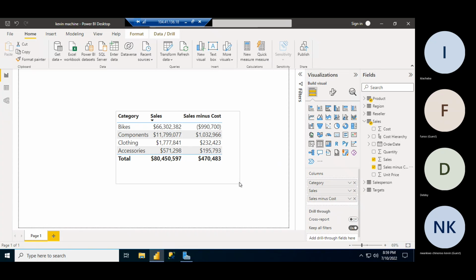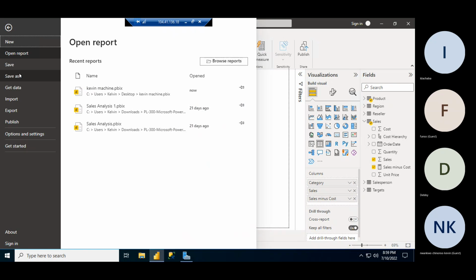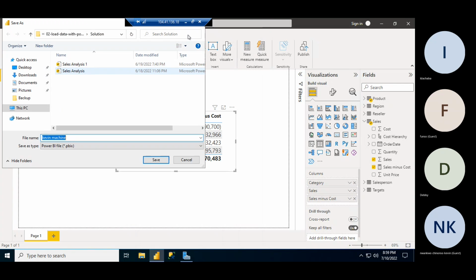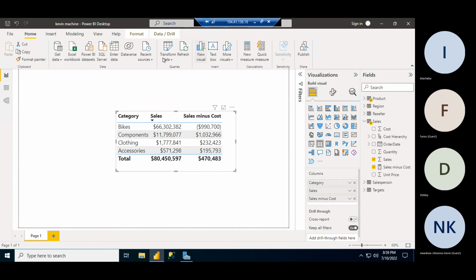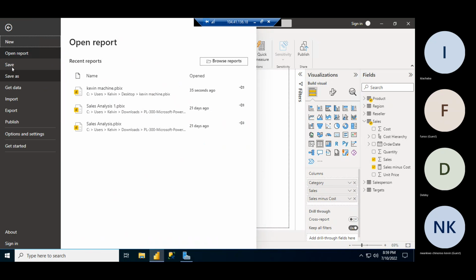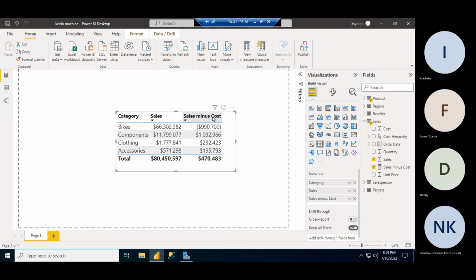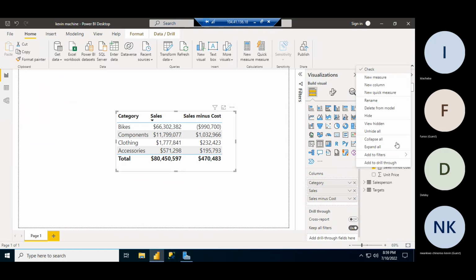Sales minus costs. Can you see sales minus cost? So now you can look for a smaller name for this, your sales minus cost. So let me save the work. So you can look for a smaller name. Sales minus cost, let's say profit margin. You understand? You know, you can rename.